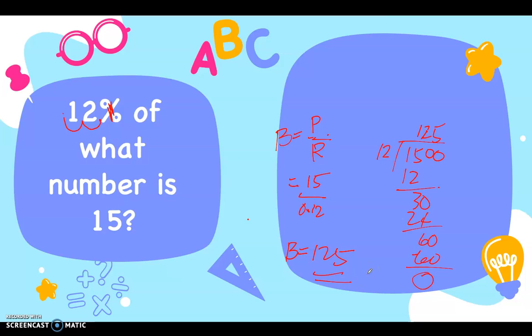So again, what did I do? The 12%, I move it 2 decimal places to the left and make it 0.12. Then I move it going back to the right since I cannot divide 0.12 into 15 directly. So I need to move to the right, but make sure that you also add 2 zeros here after the 15.